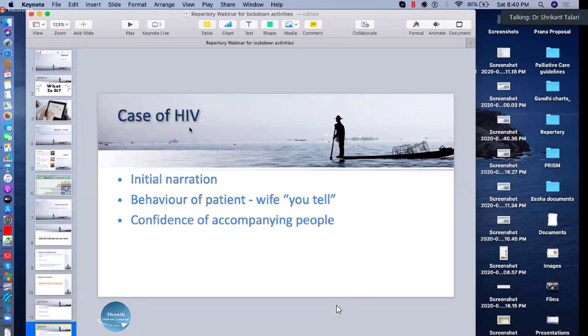The first case is of a patient who is HIV positive, and he is very, very ill. He has lost a lot of weight. The initial narration that I got from the people who referred me was, doctor, this patient has HIV, but please don't ask one question. Where did you go? Did you go to a prostitute? All those questions, please don't ask. We are very confident that this patient has not done any such things.